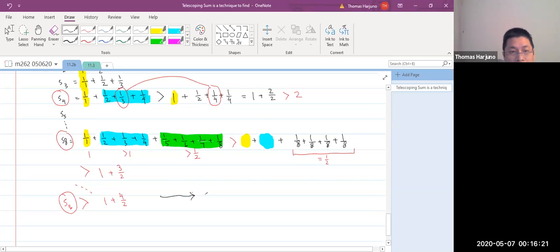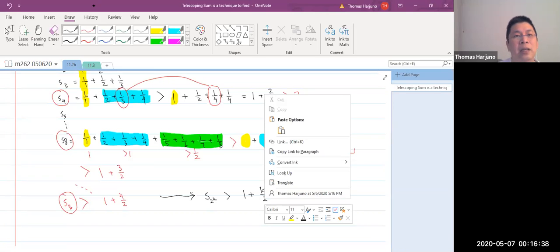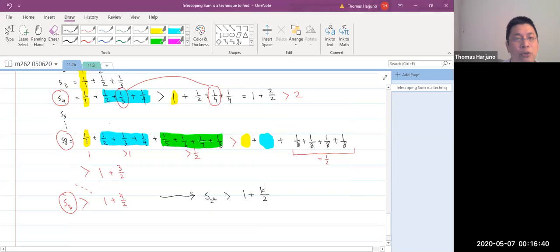Basically, S of 2 to the k is greater than 1 plus k/2. Basically, eventually, as long as you pick enough number of terms, you will get a sum which is greater than whatever number you chose earlier.